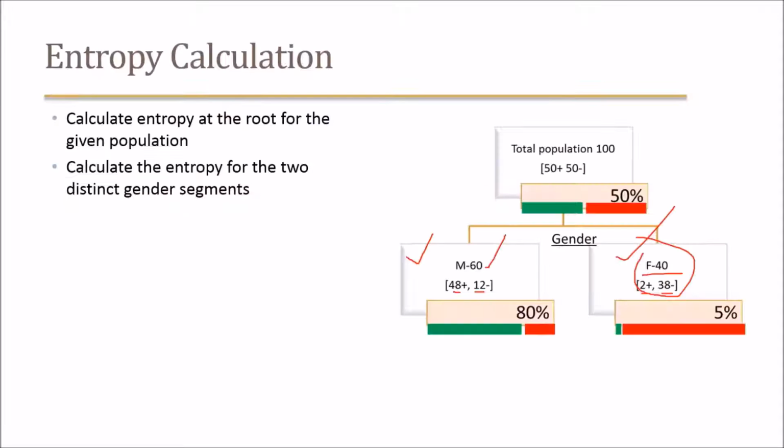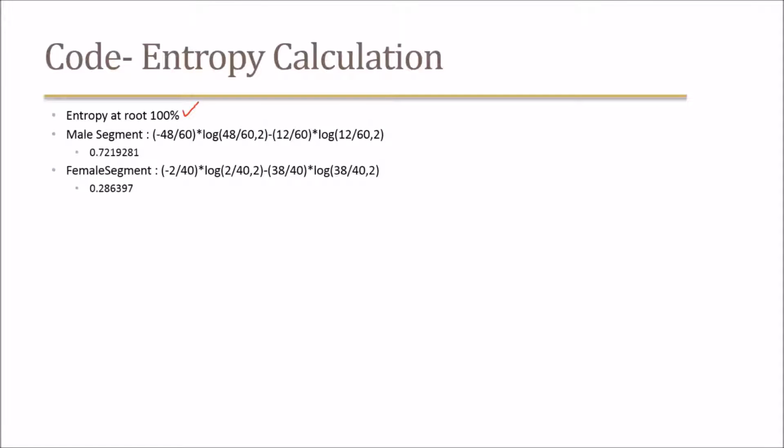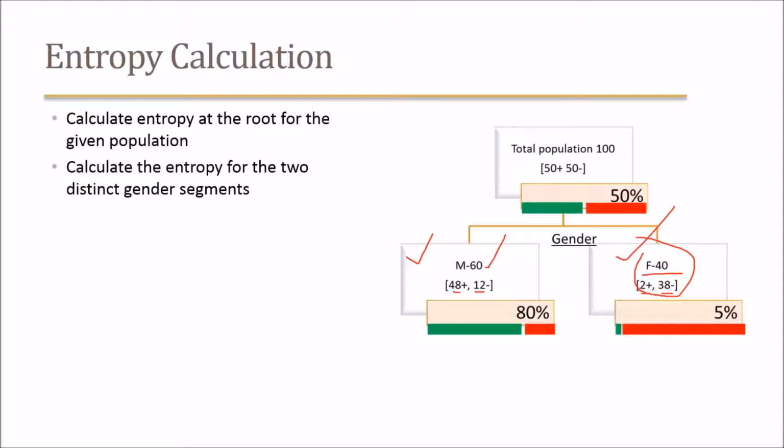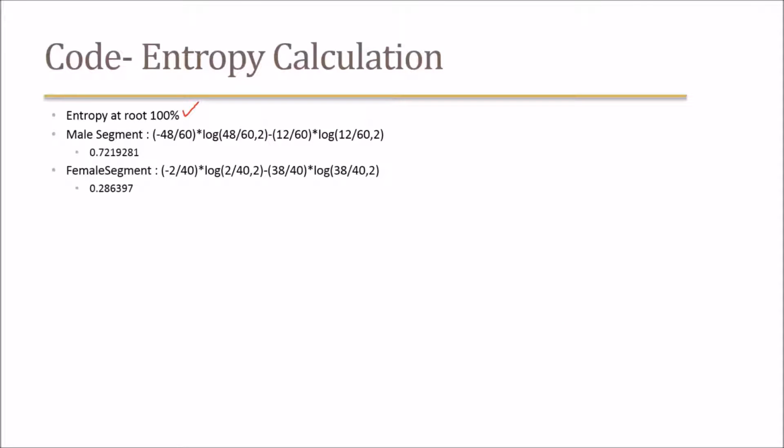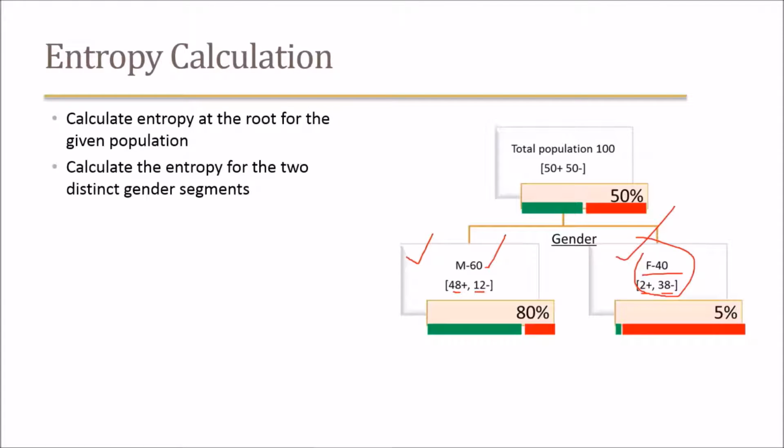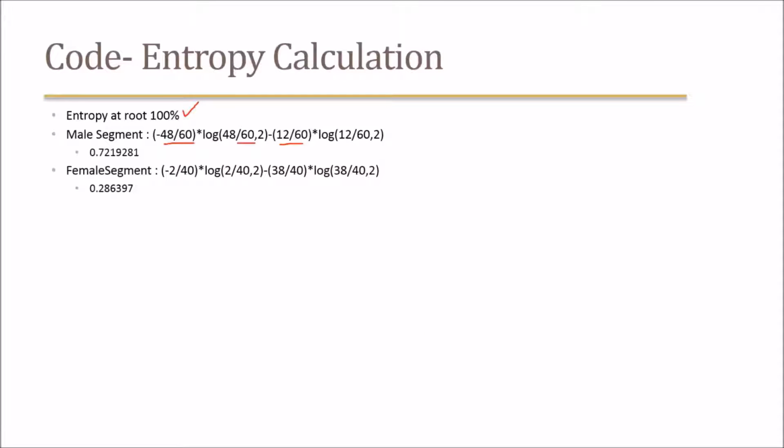Obviously when there is a 50-50 chance, entropy at root is 100%. Now entropy for the male segment: 48 divided by 60 is the positive probability, times log to the base 2 of this probability, and then 12 is the number of negative items, so 12 by 60. So entropy is still on the higher side. Again, it is considering 48 and 12 within 60. That's why entropy is 72%. There is still 72% impurity in that segment.